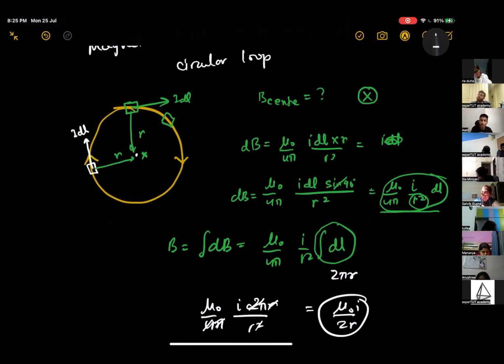Always remember, in the case of a circle there is no pi. And in the case of current in a straight wire, there will be a pi coming. So always remember like this. Circle, no pi; straight wire, there is a pi. Okay? Fine. Now listen. Has everyone written it down? Everyone has noted it down.